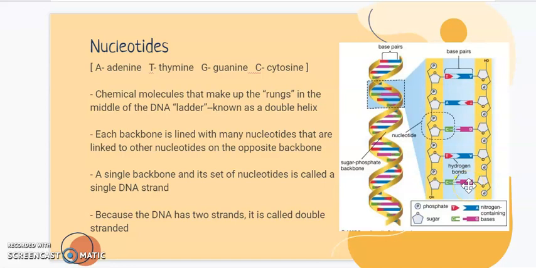Each backbone, which are the side pieces, is lined with many nucleotides that are linked to other nucleotides on the opposite backbone. A single backbone and its set of nucleotides is called a single DNA strand. So this whole picture right here is one DNA strand. Because the DNA has two strands, it is called double-stranded. Here's one side of the strand, here's another side of the strand, and these two put together means that it's double-stranded, and this gives it that alpha helix shape, this twirling kind of look to it.